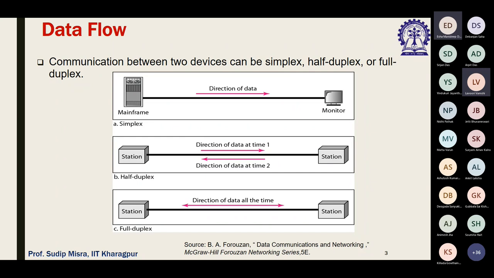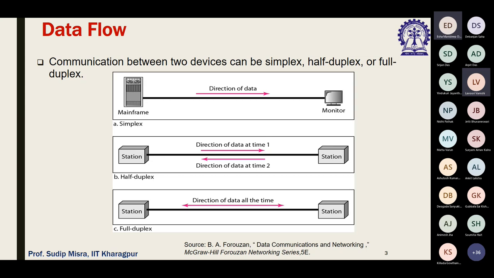So look at the figure in front of you. The first one is the simplex, the second one is the half duplex, and the third one is the full duplex. These three terms you will be encountering quite often, not only in this course, but if you take up a career in communication networks. These are the terms that will become the bread and butter for you. These terms you should really understand very well.